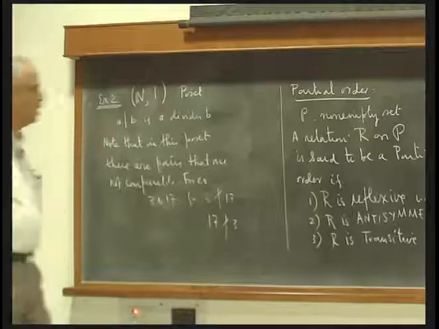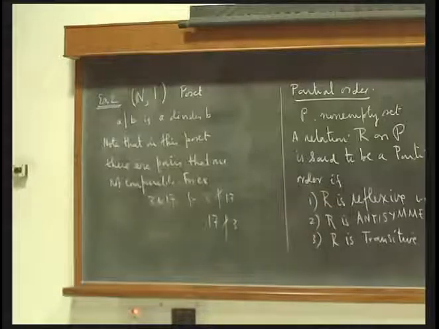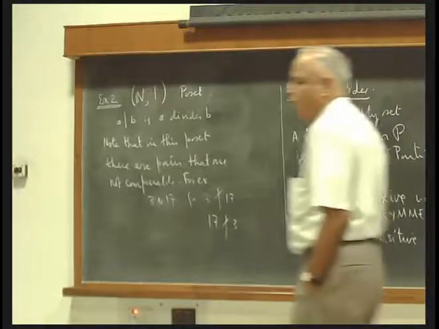So that's what I said: in a partially ordered set, not every pair will be compared. That is why it's called partially ordered. Some pairs are comparable, some pairs are not. They are not fully related.